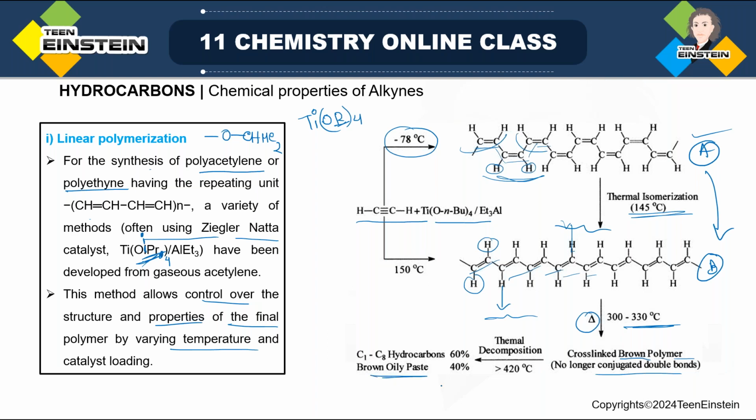When we increase the temperature further, thermal decomposition will occur and it will be converted to something else. Details are not required, but what I'm trying to make you understand is that just by varying the temperature or catalyst loading, we can have so many varieties. So at least try to remember this. When it is low temperature, we get the structure where the larger groups are on the same side, the Z or cis structure. But when it is high temperature, it is the trans arrangement. And A to B conversion is also possible, which is thermal isomerization.